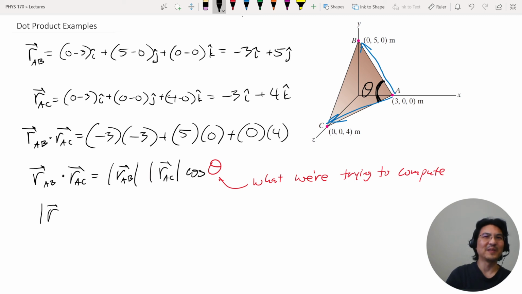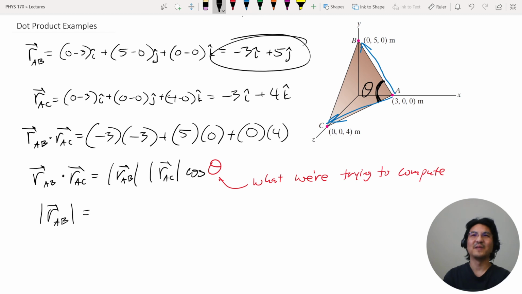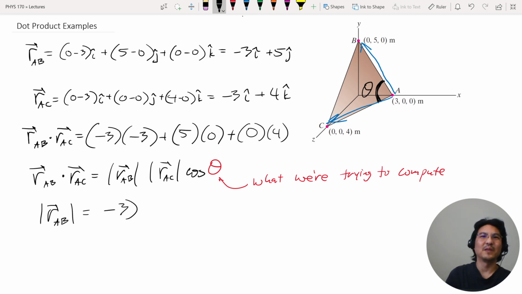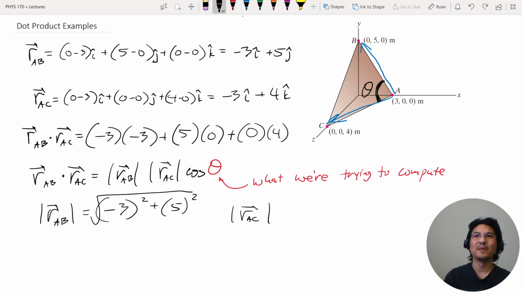Yes, no problem, right? What's the magnitude of this vector? 3 squared plus 5 squared, square root. The other one, this one, we have the vector right here, so 3 squared plus 4 squared, square root. Got both of them. So if we want this angle, no problem, right?